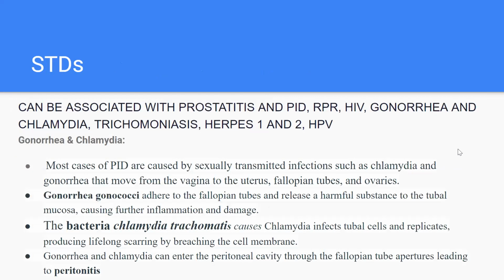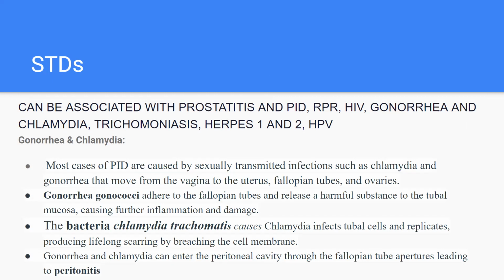The two common STDs that you will see are gonorrhea and chlamydia. So I have created multiple slides on those. Pelvic inflammatory disease is another one that you'll see, caused by sexually transmitted disease. Chlamydia and gonorrhea are the two precursors of those, like we discussed earlier in the slide.